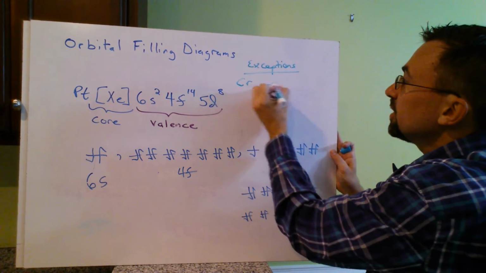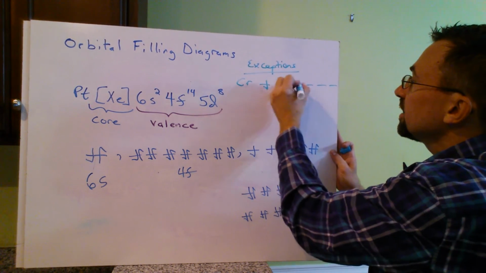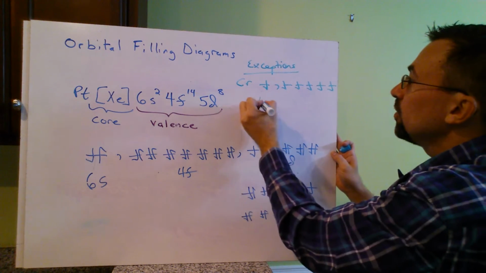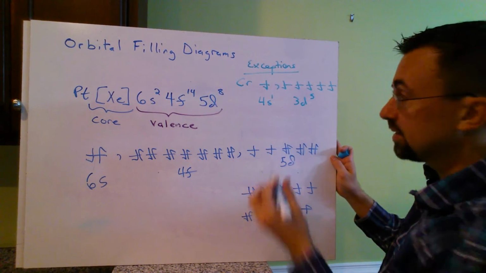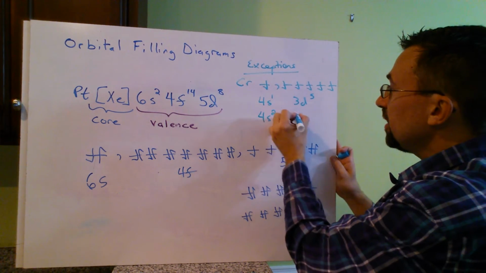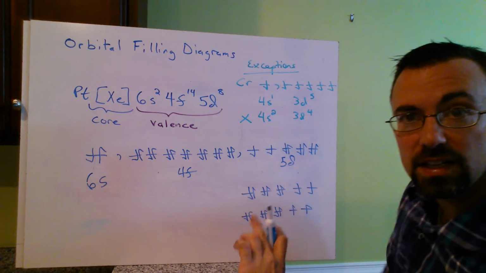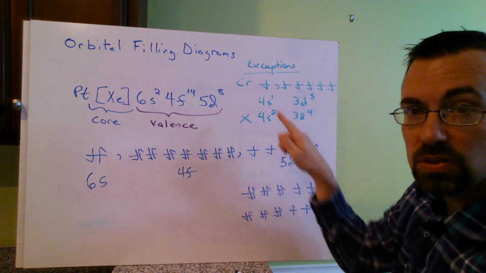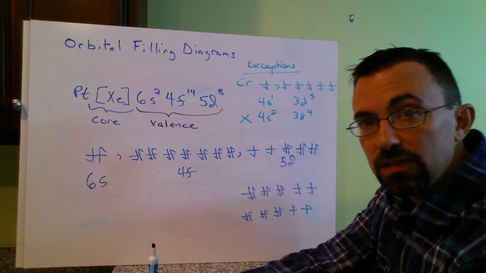So chromium, for example, this is the correct electron configuration, which would be 4s1, 3d5. We would predict by the Aufbau principle it to be this, which it's not. So why is this a violation of the Aufbau principle? What's happening here is the equal distribution of the electron field, or the electronic field, the magnetic field.